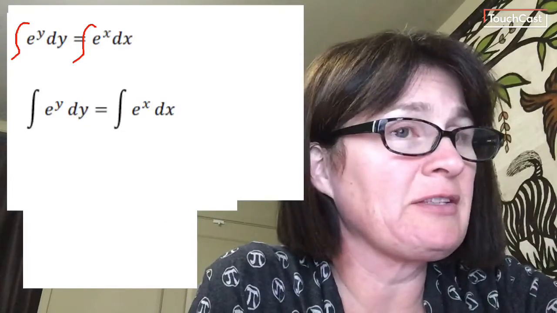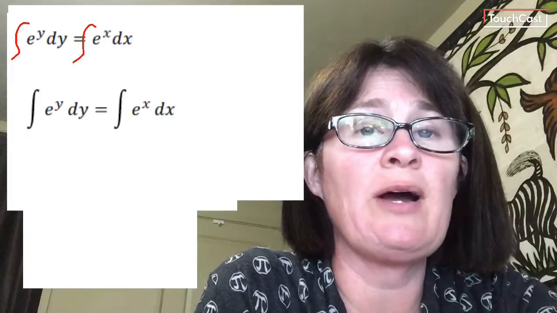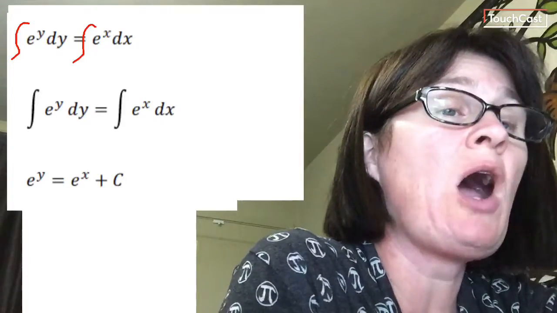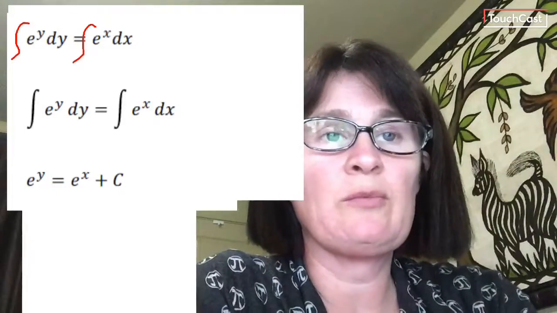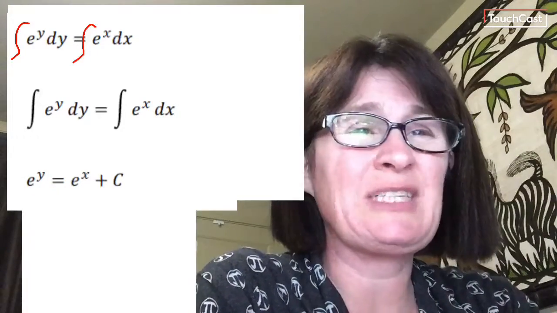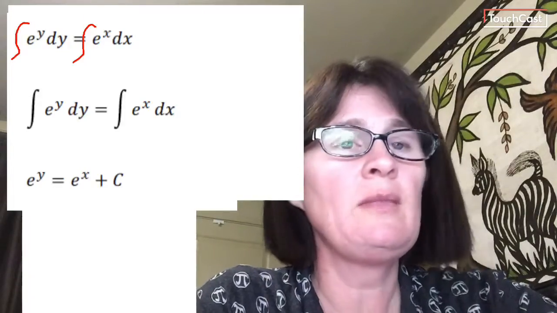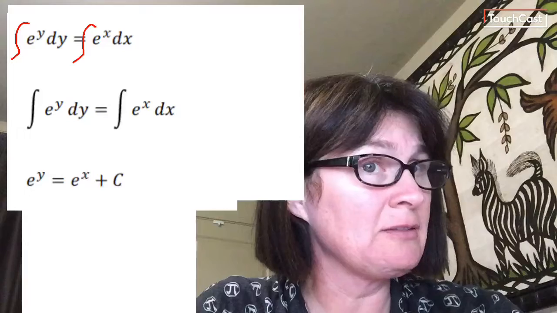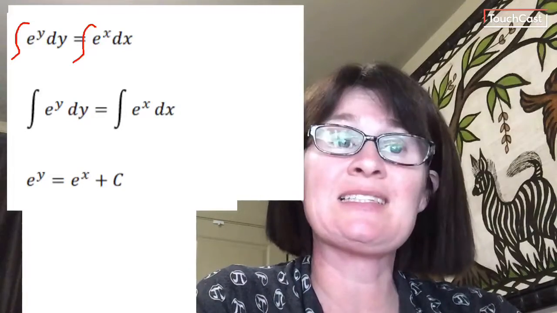And these antiderivatives aren't so bad, right? The antiderivative of e to the y with respect to y is e to the y. The antiderivative of e to the x is e to the x. I'm going to remember my constant of integration, which, when I'm solving a separable differential equation, I only need to put on one side. So I have my plus c on the right-hand side. I have two things left to do. I'm going to have to figure out what c is using my initial value. And I'm going to have to figure out a way to isolate y.